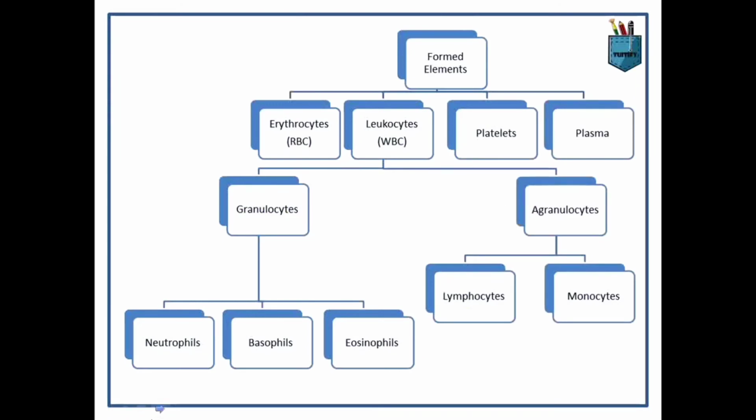Now coming to formed elements. What are formed elements? The cells that are found in the blood plasma are actually the formed elements, that is the red blood cells, platelets, and white blood cells. The red blood cells are also called erythrocytes, white blood cells also called leukocytes, and the platelets along with plasma form the formed elements. The white blood cells are then again divided into two parts, that is the one containing granules and the one without granules. So they are termed as granulocytes and agranulocytes. Then granulocytes are again divided into three parts, that is neutrophils, basophils, eosinophils, and agranulocytes are divided into two parts, lymphocytes and monocytes. Again, we will discuss all this in our later videos.